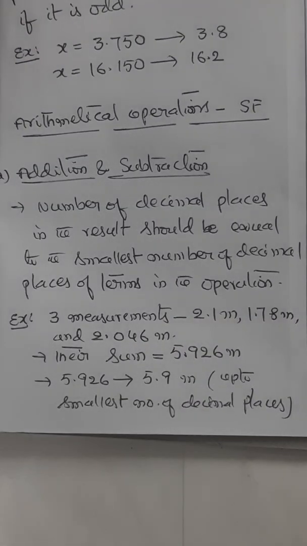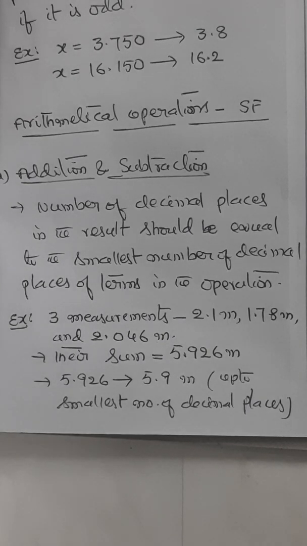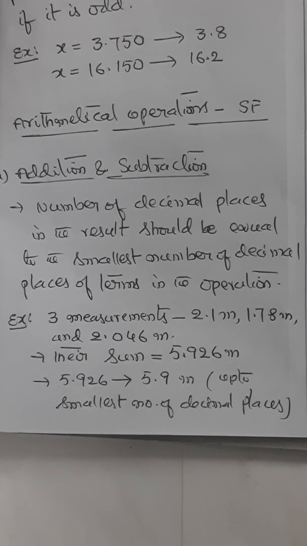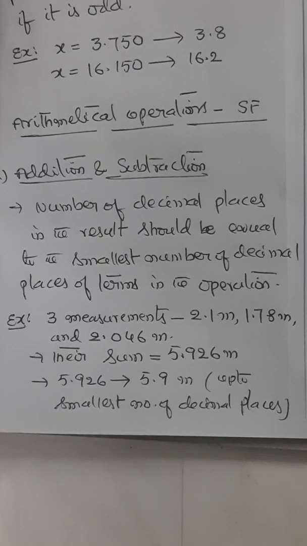We shall take up some examples to show this with addition and subtraction as well as multiplication and division. Let us take addition and subtraction. In addition or subtraction, the number of decimal places in the result should equal the smallest number of decimal places of terms in the operation. The statement is very interesting and confusing also, so I am repeating: in addition or subtraction, the number of decimal places in the result should equal the smallest number of decimal places of terms in the operation.